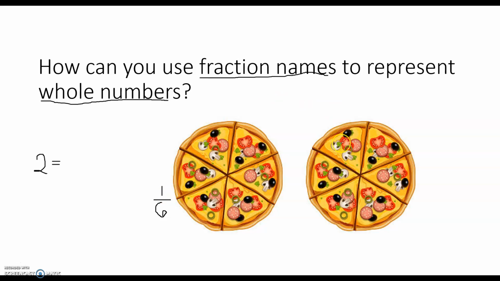To make 2 full pizzas, I have 6 times 2. 1, 2, 3, 4, 5, 6, 7, 8, 9, 10, 11, 12. So 2 pizzas equals 12 slices or pieces, and 6 pieces make 1 whole. So 2 is the same as 12/6. We have 12 1/6 pieces here.